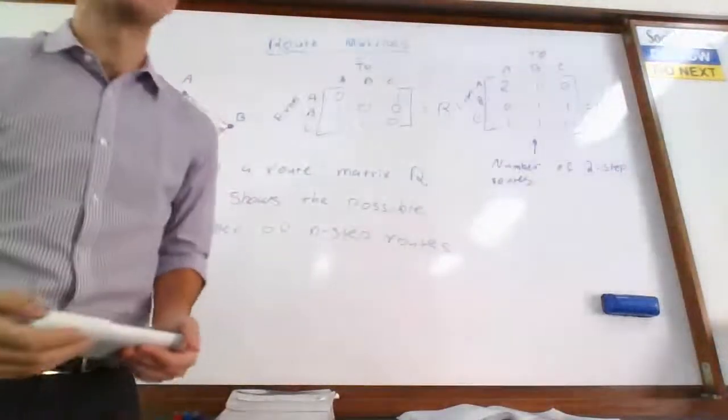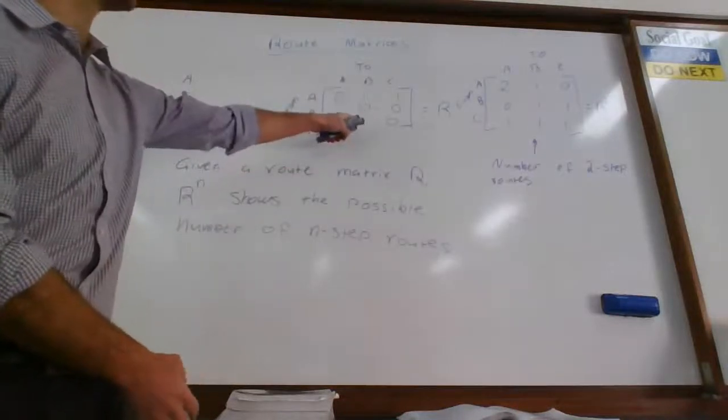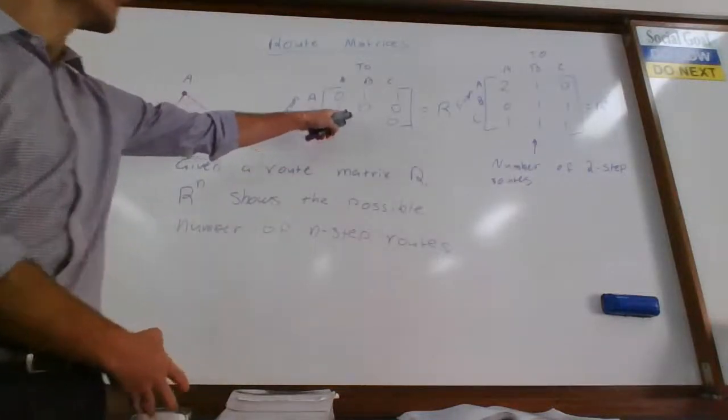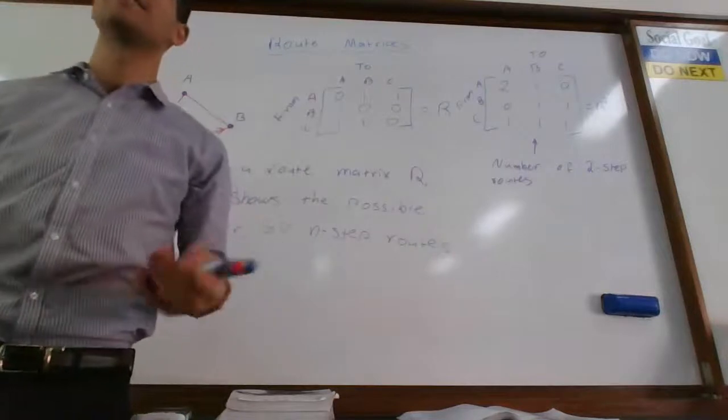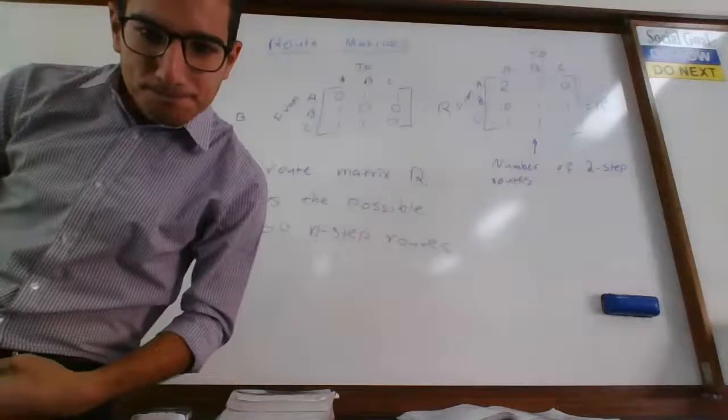Okay. Charlie Ann, I'm assuming that username is you. You're confused what the R represents. R represents the route matrix. So this is my base route matrix, showing me the number of possible ways to get from each place to each place.